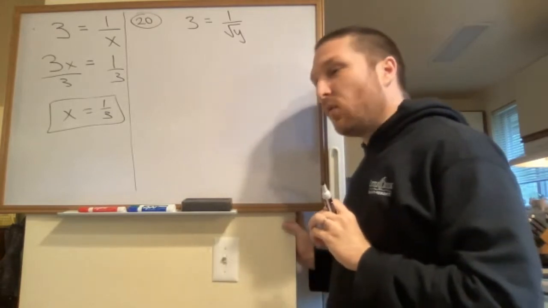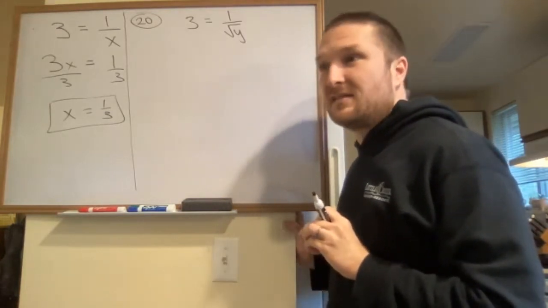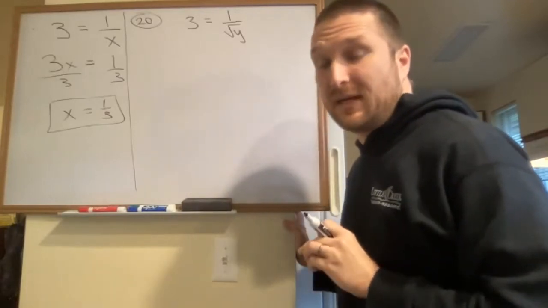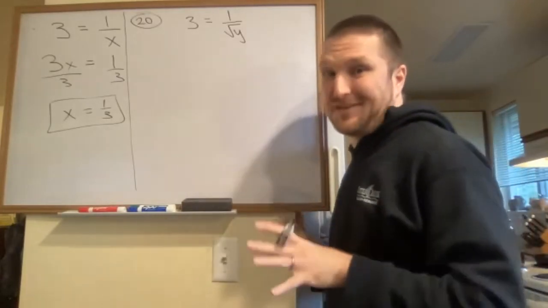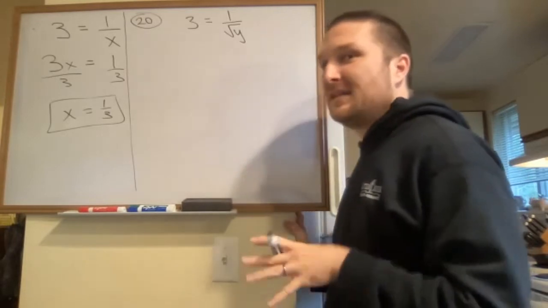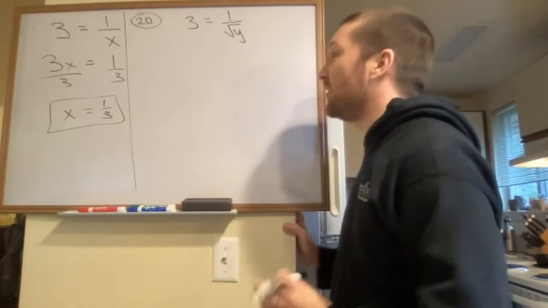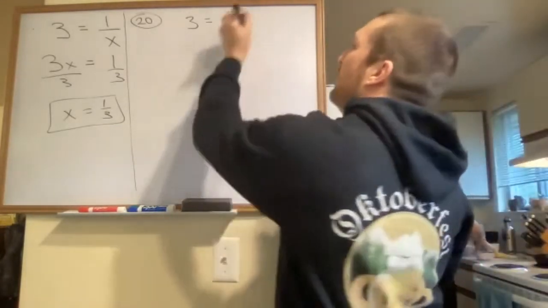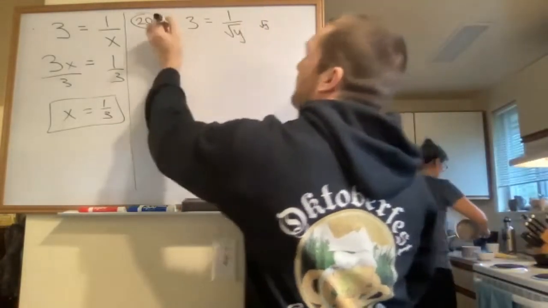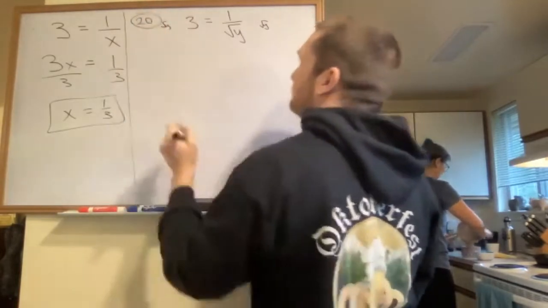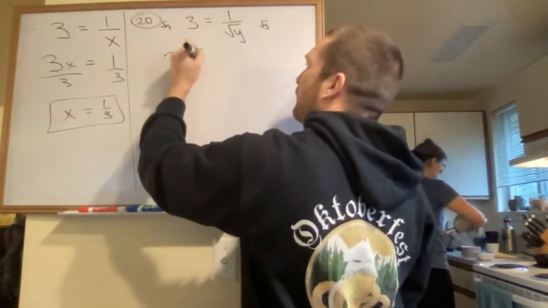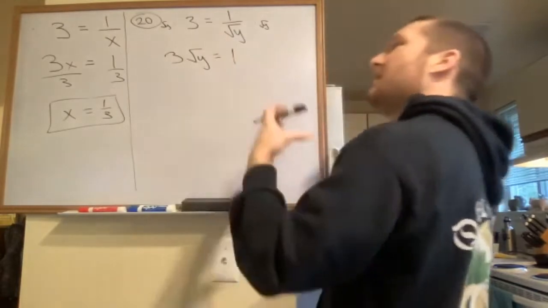Exactly. So what kind of trumps everything is if you have a variable in the denominator, or if you just ever have denominators in an equation, kill the denominators. It almost always makes your life better. And so to kill the denominators, we're going to multiply both sides by the square root of y. That gives me 3 root y equals 1. Then what do we do?